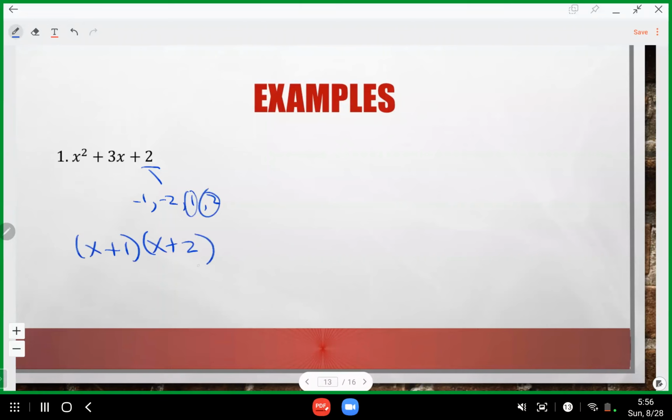So once you get these 2 factors, you can just put it in the form X plus F1 times X plus F2, right? It's very convenient. All right.